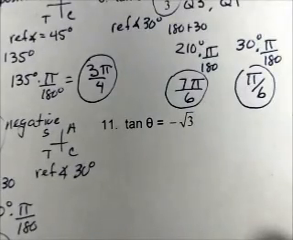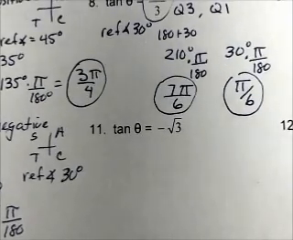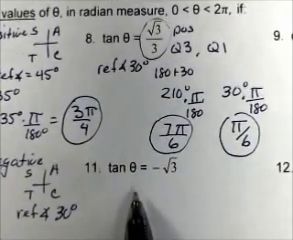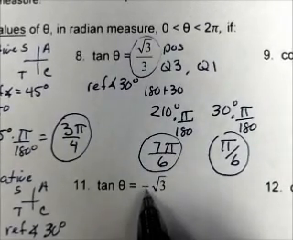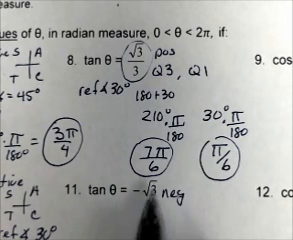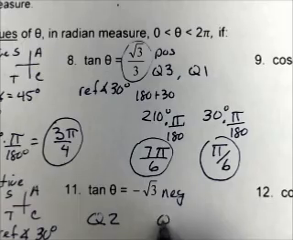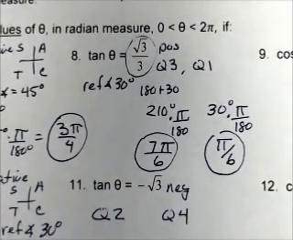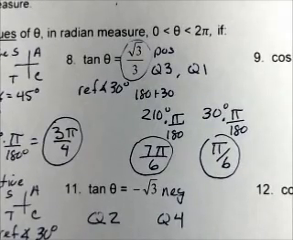Number 11. Again, you can stop the video and finish up on your own if you like. Tangent theta is equal to negative square root of 3. Negative value here. Tangent is negative in what quadrants? Quadrant 2 and quadrant 4. Right? It's only positive in 3 and 1, so it's negative in quadrant 2 and quadrant 4.